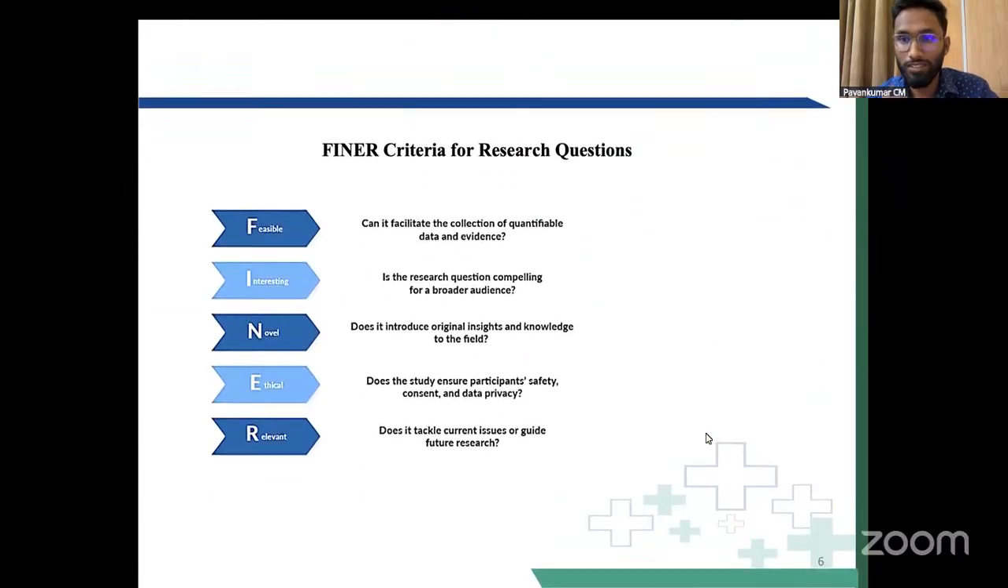And we are going to use the FINER criteria for the research question. F means feasible, I means interesting, N means novel, E means ethical, and R is relevant.